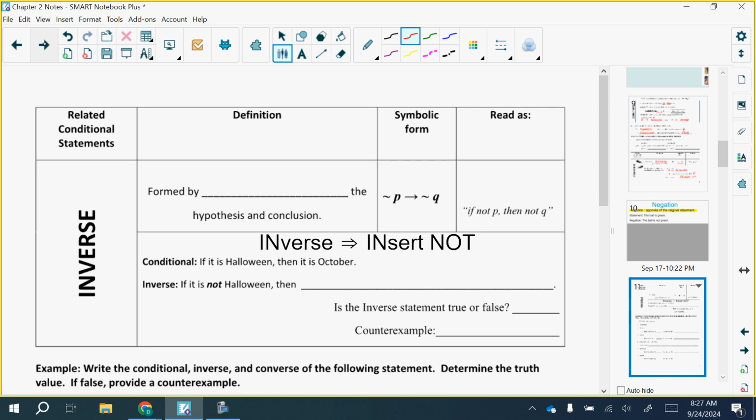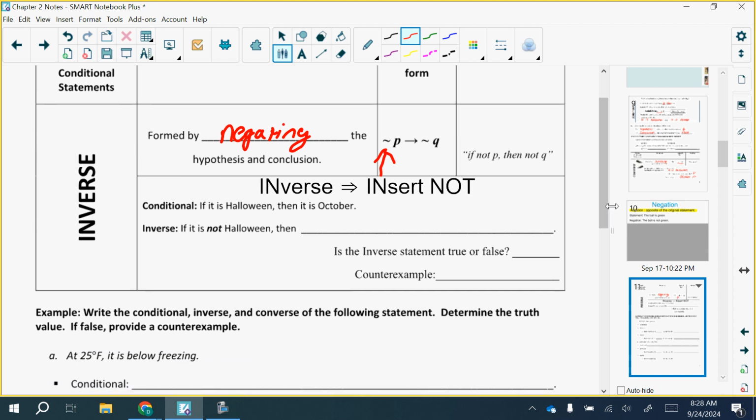So the inverse is formed by negating the hypothesis and the conclusion. So symbolically, we say tilde P arrow tilde Q, which means if not P, then not Q. The tilde is this little squiggly mark here. That indicates the negation. So for example, our original conditional statement was if it is Halloween, then it is October. So the inverse would be if it is not Halloween, then it is not October.